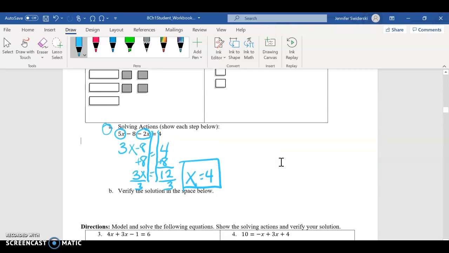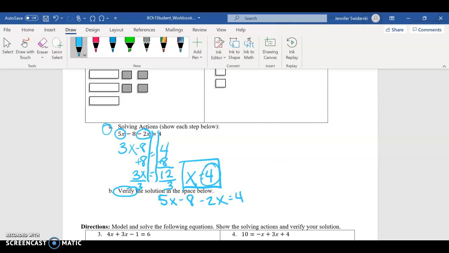B says verify the solution in the space below. Verify is another keyword. It just basically means prove it. So if I have 5x minus 8 minus 2x equals 4, they want me to plug this 4 in to see if it works.